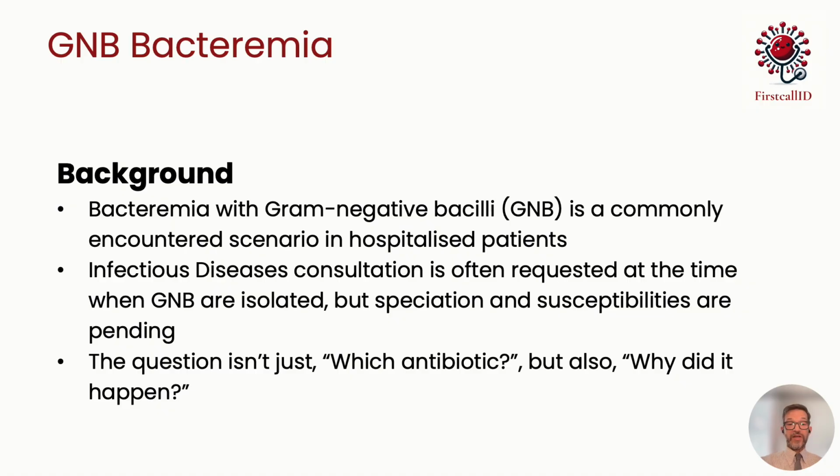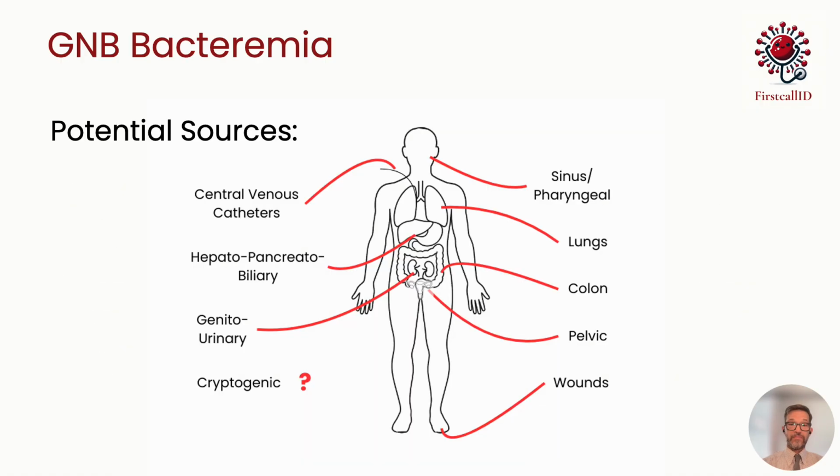And the question we're asking ourselves isn't just which antibiotic to use, but also why did this happen, right? So there's value in identifying the source or mechanism of infection. Is this a monomicrobial infection, or is the gram-negative just the tip of the iceberg? Localizing the infection informs us on duration, follow-up, need for potential procedures or source control. And knowing the source also gives us context as to what the likely pathogenesis of the infection is.